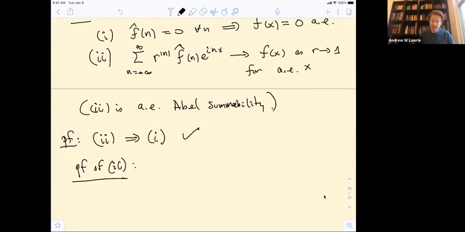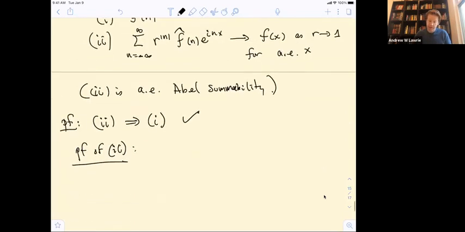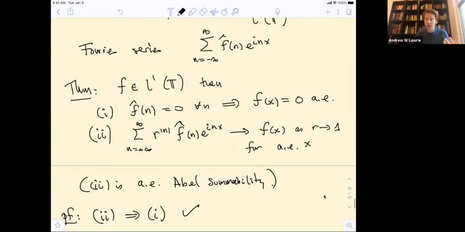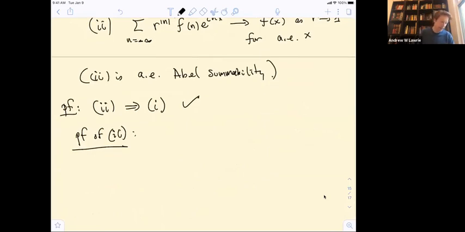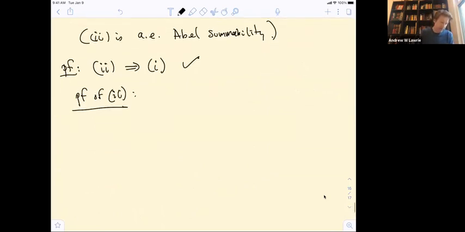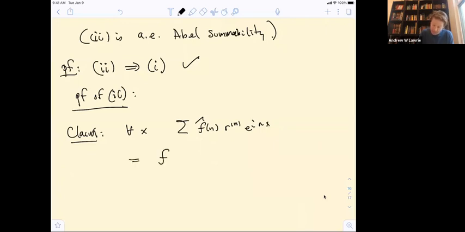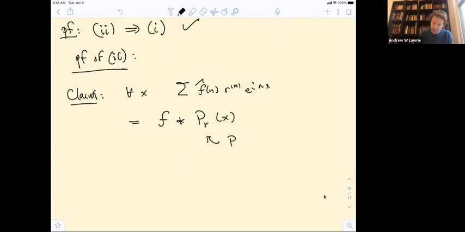Well, we've done this, but the missing ingredient in this setting where we just assume f is in L1 is the fact that the Poisson kernel is an approximate identity. So the claim is that for every x, this is equal to f convolved with P_r of x. This is the Poisson kernel.